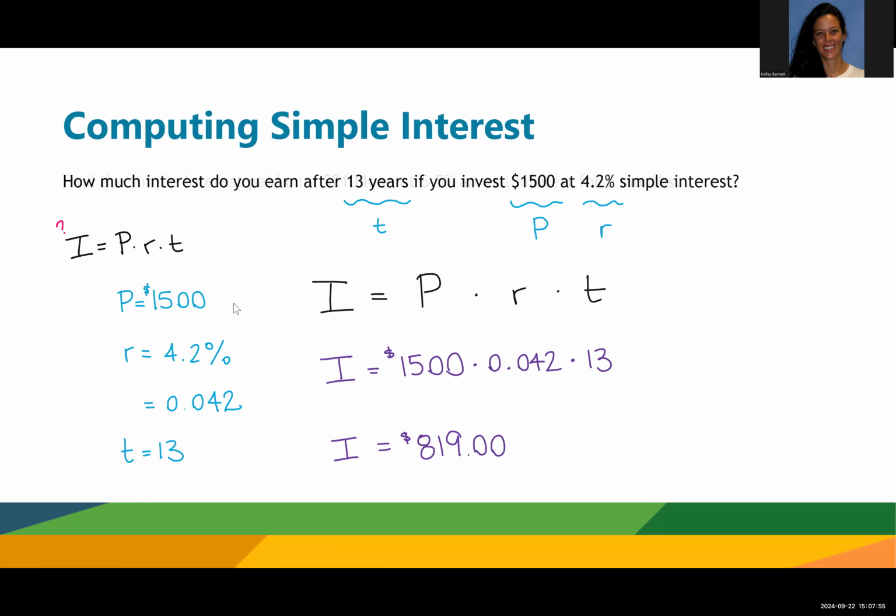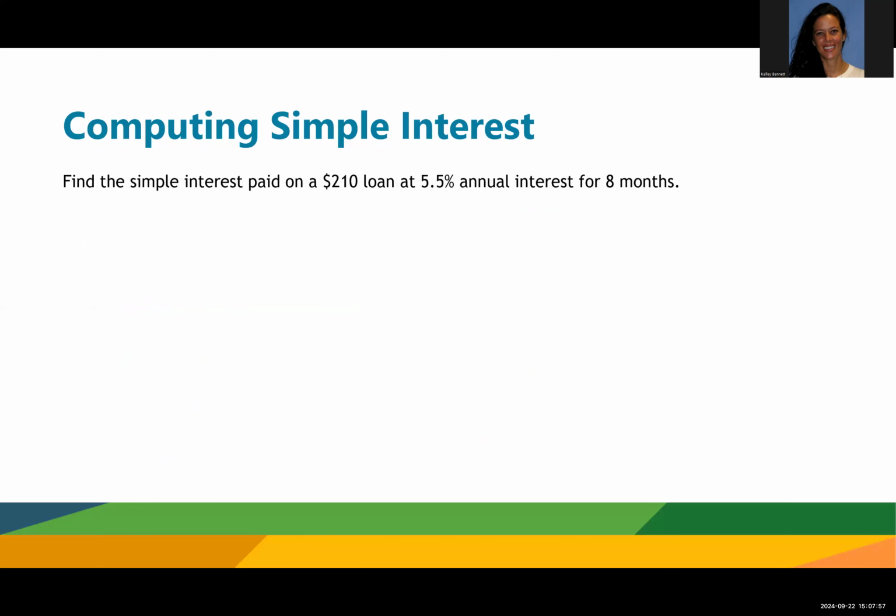So let's do one more example. Find the simple interest paid on a $210 loan at 5.5% annual interest for 8 months. So this one's a little bit different. It's still simple interest, so I know I have I equals P times R times T. I know I'm solving for interest because it's saying find the simple interest. So I know that I is what I'll be computing.